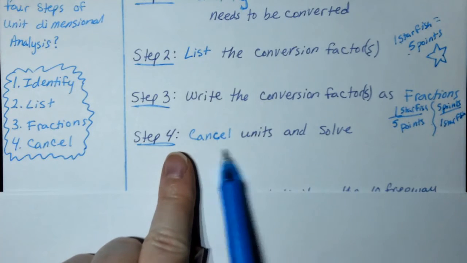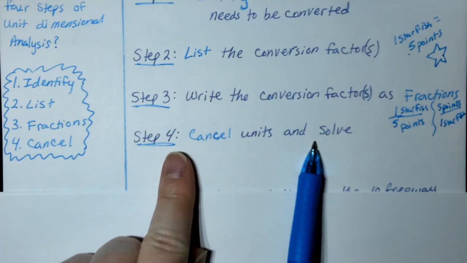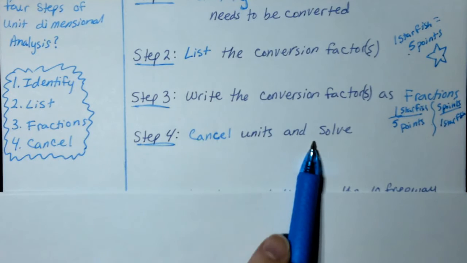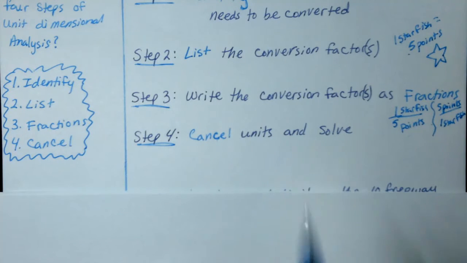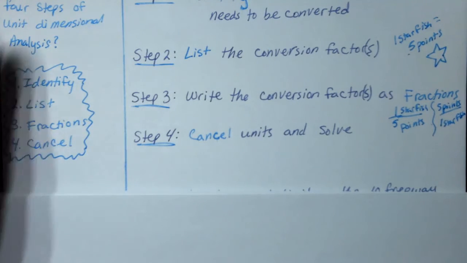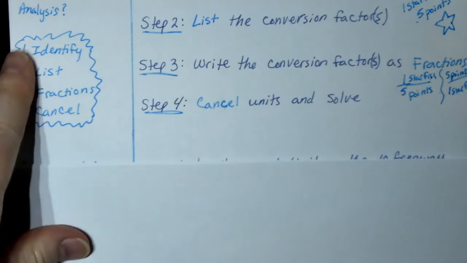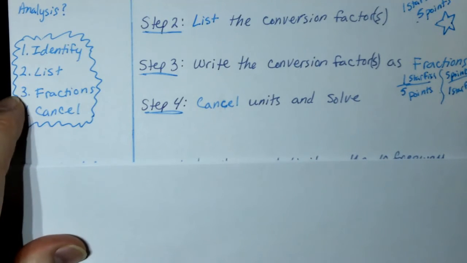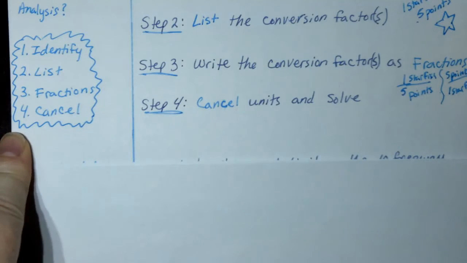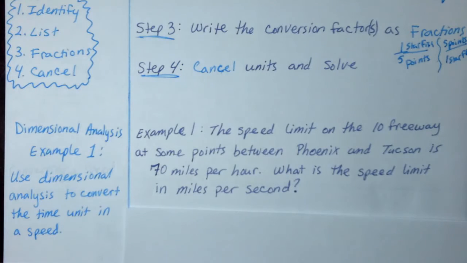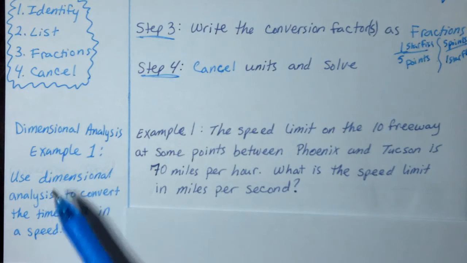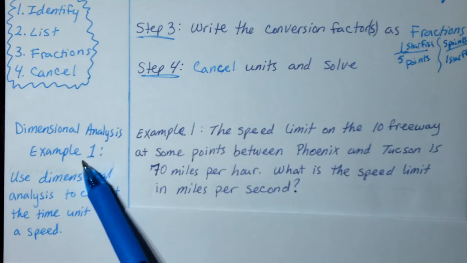Step 4, cancel units and solve. So that was where we multiplied our 3 starfish times 5 points per starfish, canceled out the starfish, came up with our number. So over here I have identify, list, fractions, and cancel. Those are our 4 steps. All right, let's do our first real example. So dimensional analysis, example 1.